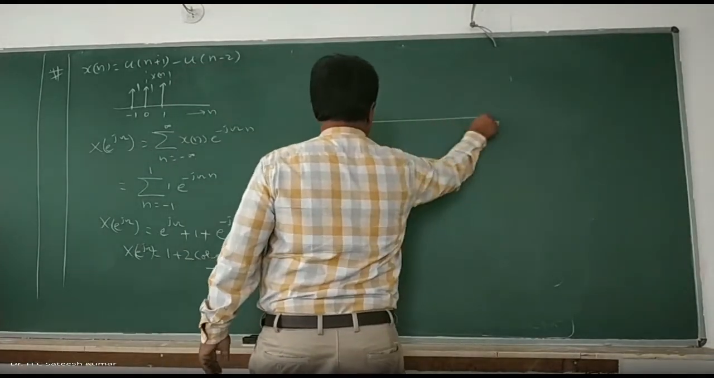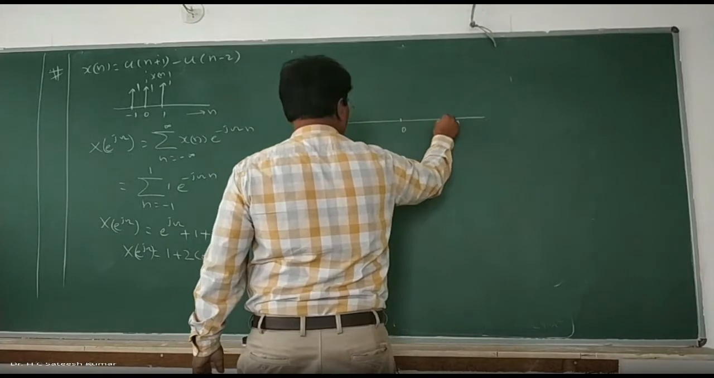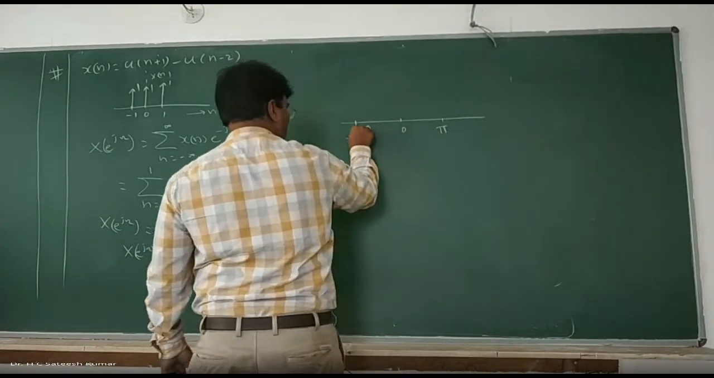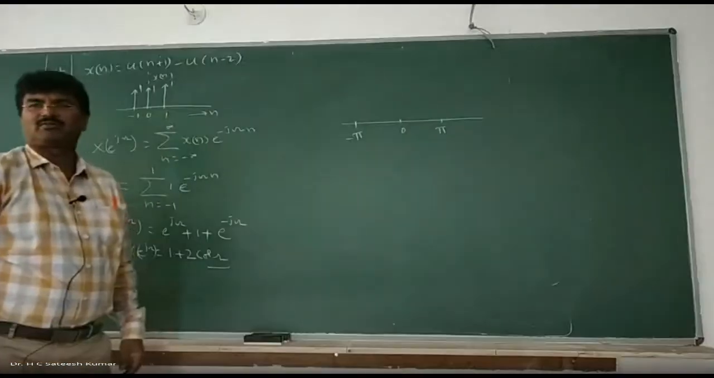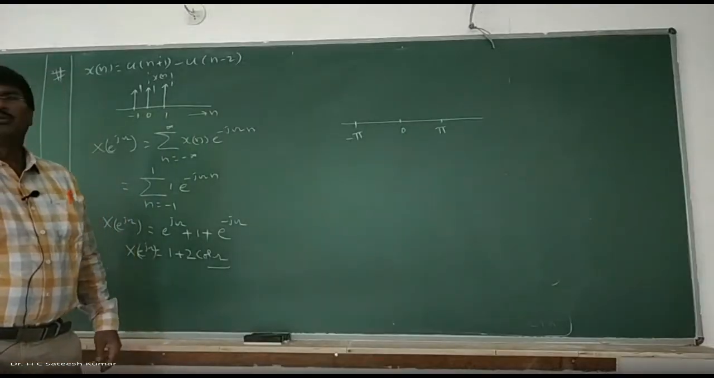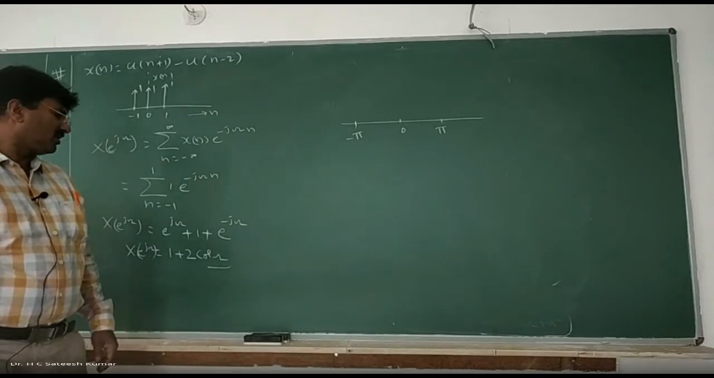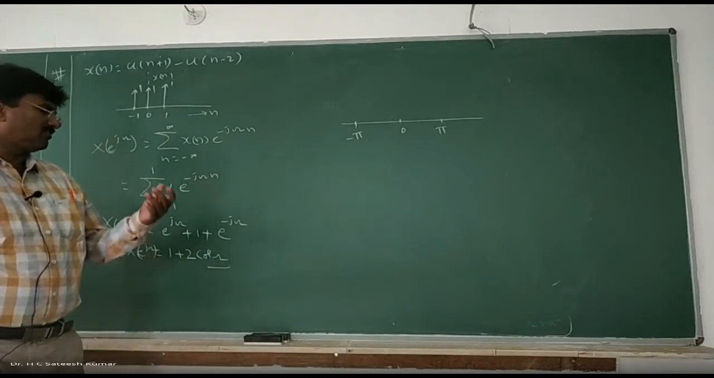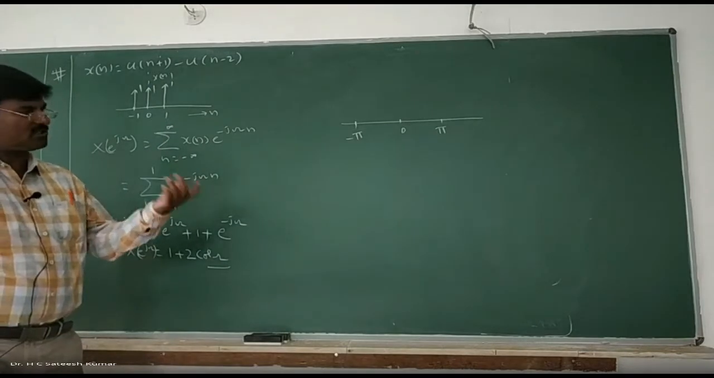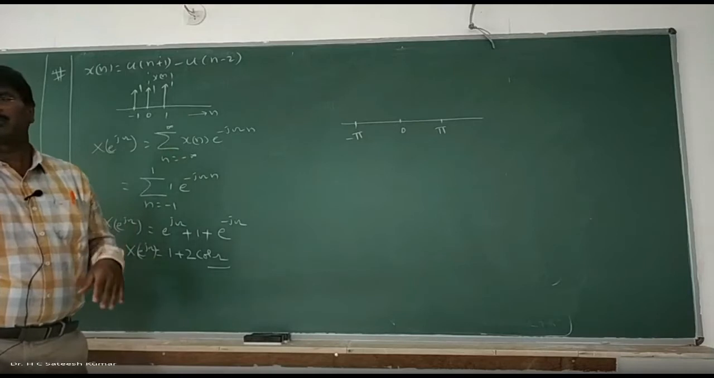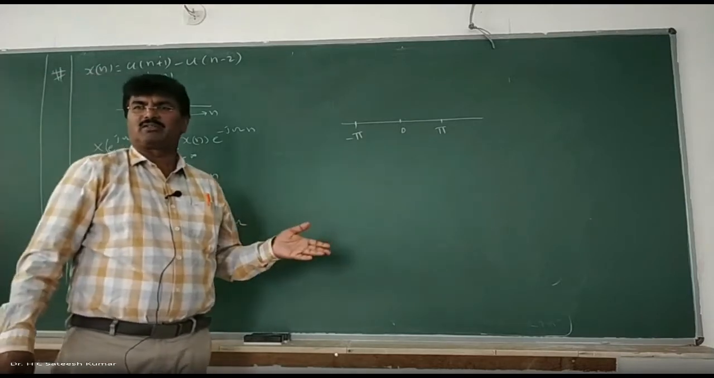So very simple one, 0. We all know that X of e to the power of j omega is periodic with a repetition period of 2 pi. Therefore, we have the signal from minus pi to plus pi. That means minus pi to plus pi signal will be there. Afterwards, it is repeating. That's it. It doesn't mean that after pi we don't have the signal. We have the signal after pi also.